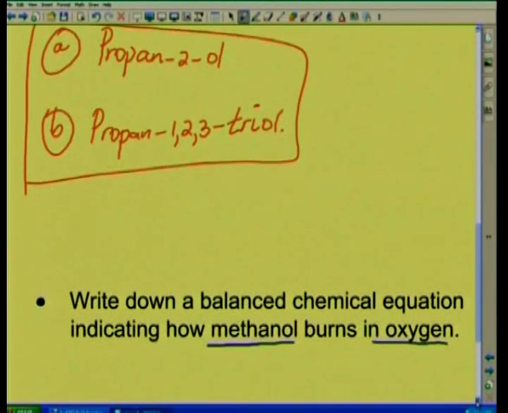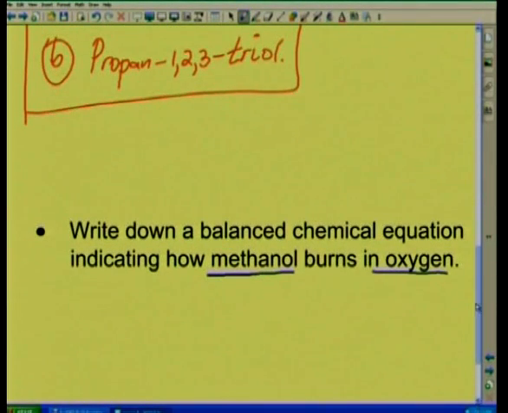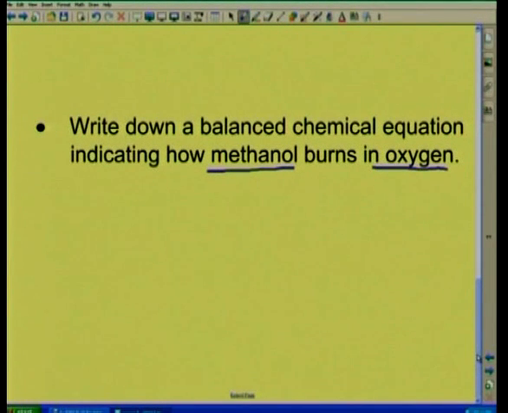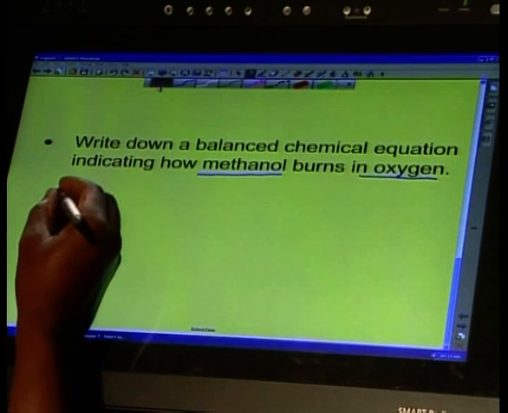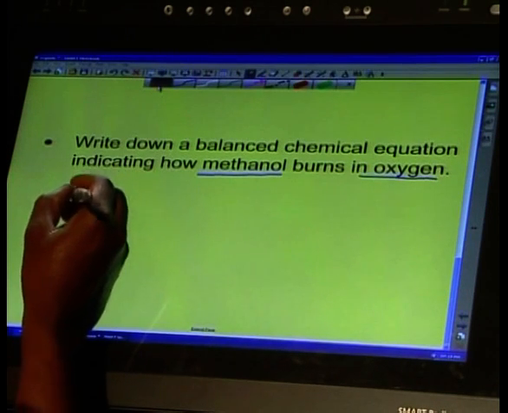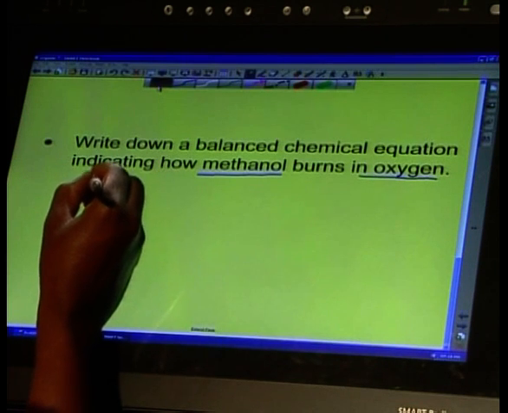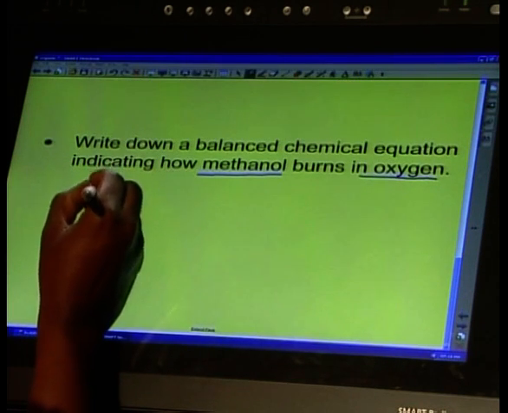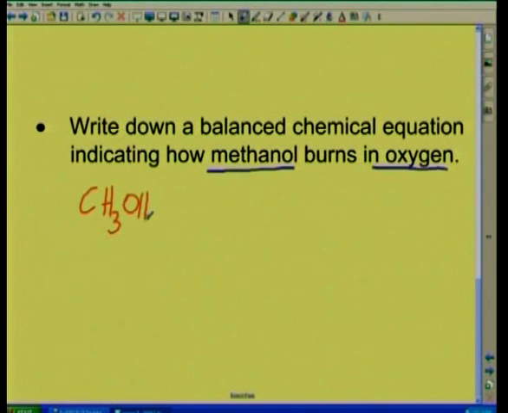The next part, we're going to show how methanol burns in oxygen. Now we're writing this equation. We have methanol, which we know is CH3OH, reacting with oxygen, O2. We know that when alcohols burn in oxygen, they produce carbon dioxide and water. So we have got the equation right.